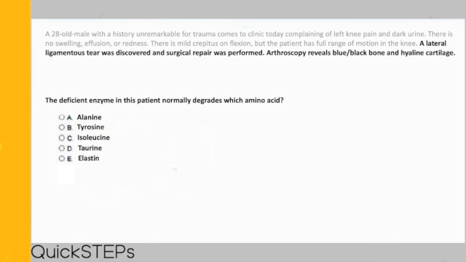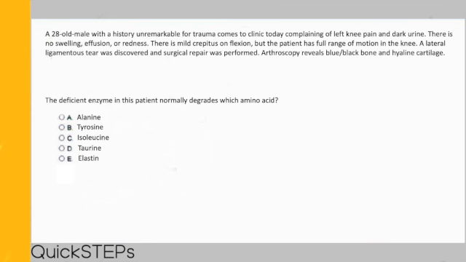A lateral ligamentous tear was discovered and surgical repair was performed. Arthroscopy reveals blue-black bone and hyaline cartilage. The deficient enzyme in this patient normally degrades which amino acid? A. Alanine, B. Tyrosine, C. Isoleucine, D. Taurine, E. Elastin. Alright, let's read it in full.